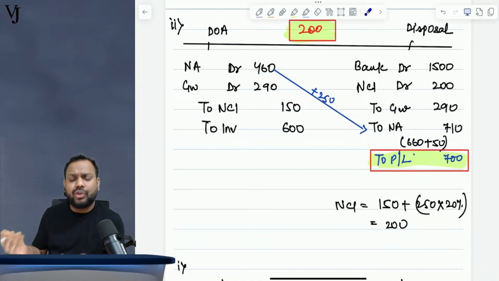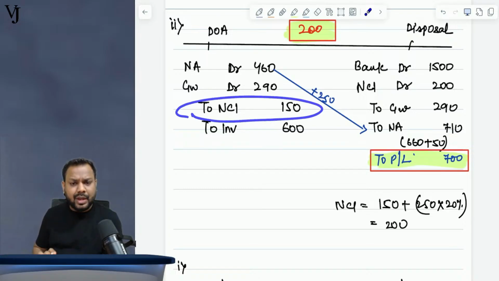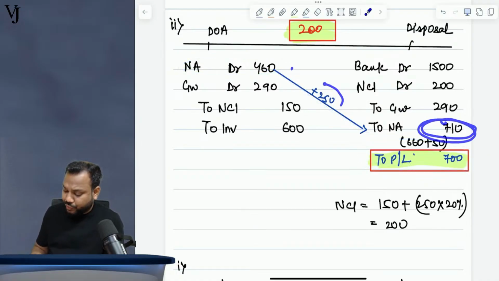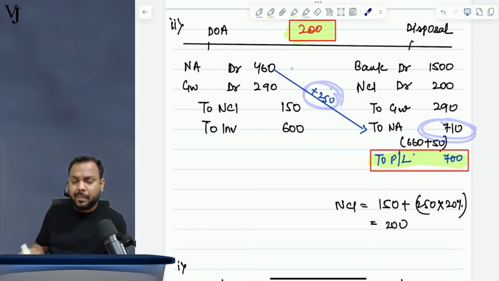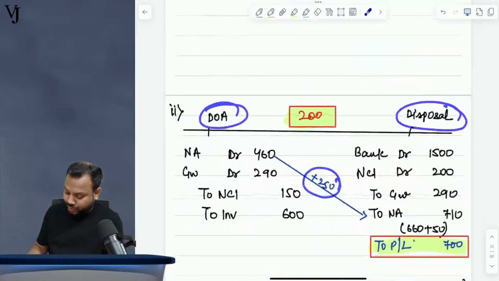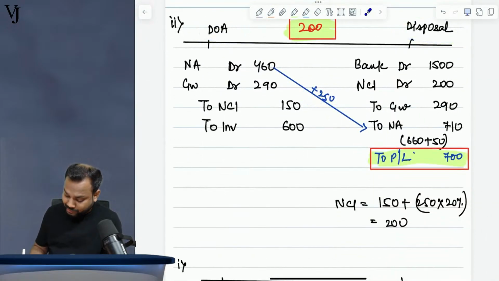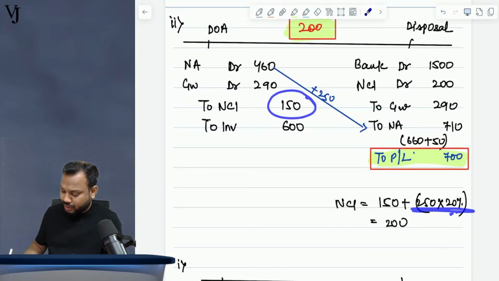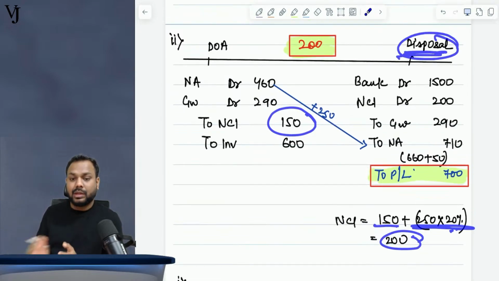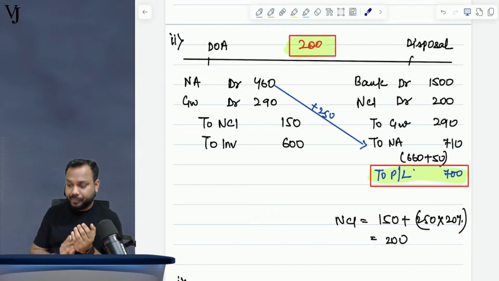Now, if the NCI value is not given, no issues. The value of NCI is given on the date of acquisition, and we know the value of net assets here. What is the change? 460 to 710. Change is 250. This 250 is the profit earned by the subsidiary from here till here, and it has to be allocated to parent and NCI in the ratio of their shareholding. So 250 multiplied by the NCI percentage of 20% is 50. NCI here was 150 plus 50 is 200, the value of NCI on the date of disposal. Is it clear, everyone? I believe it is very much clear.